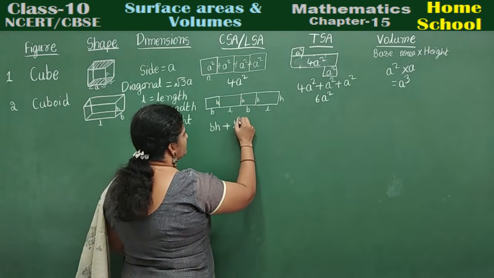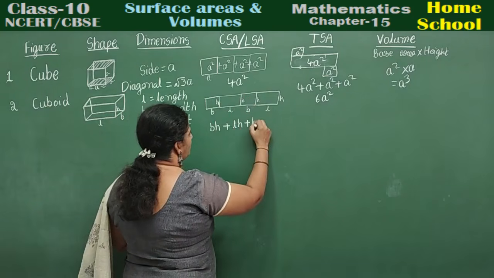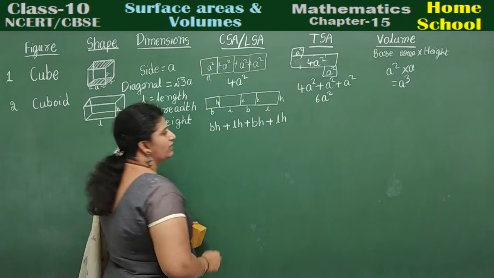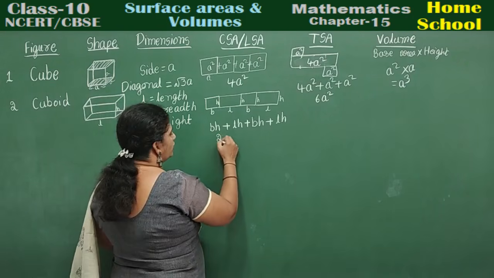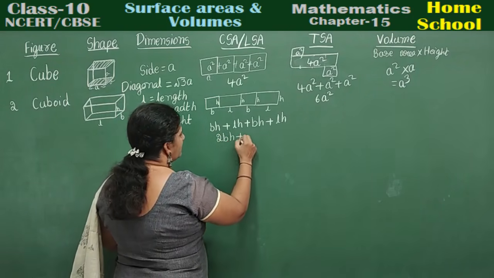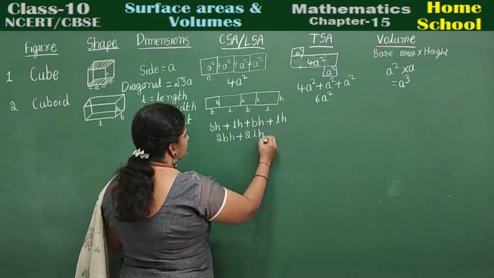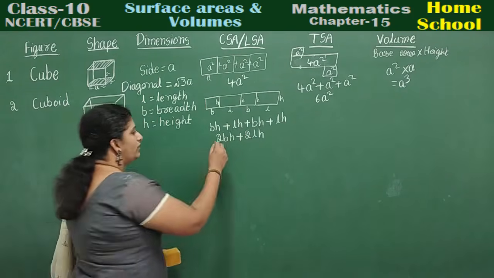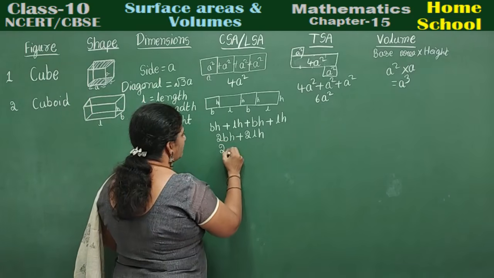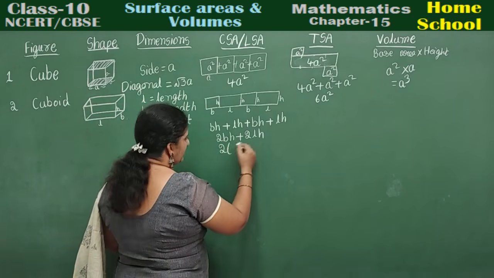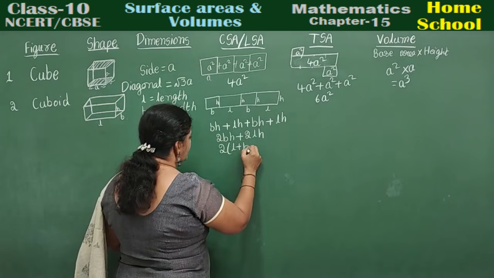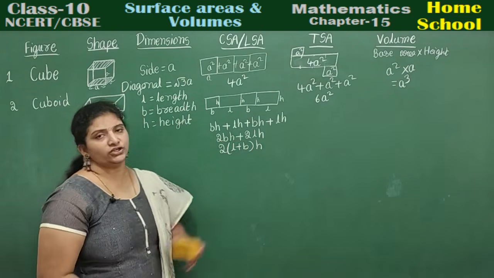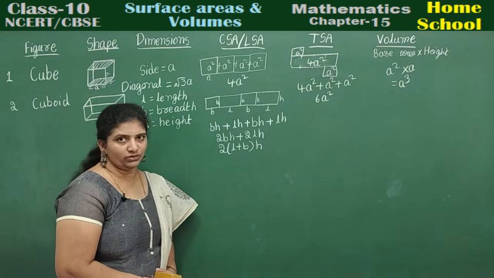L into H plus square BH plus rectangle LH. Now add these two: 2 times BH plus 2 times LH. LH plus LH is 2LH. Now take out the common factor: 2 into B plus L, or L plus B, into H. Or you may write 2H into L plus B also, no problem.